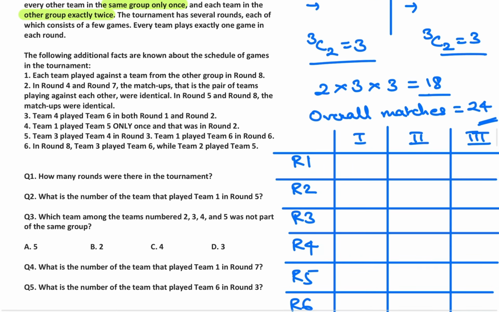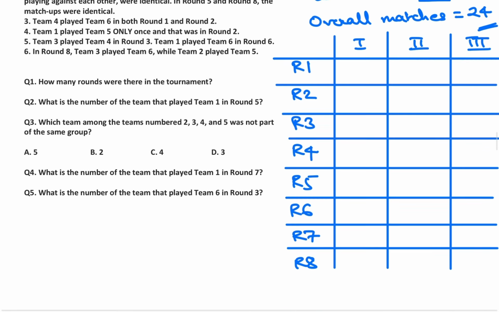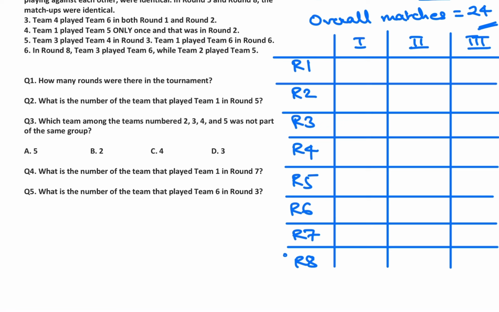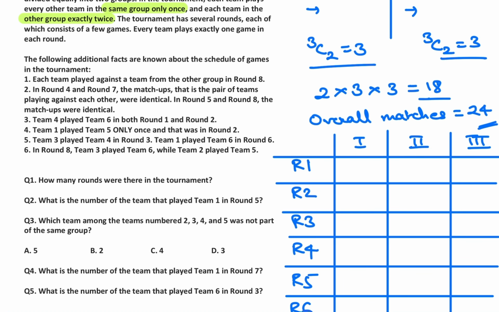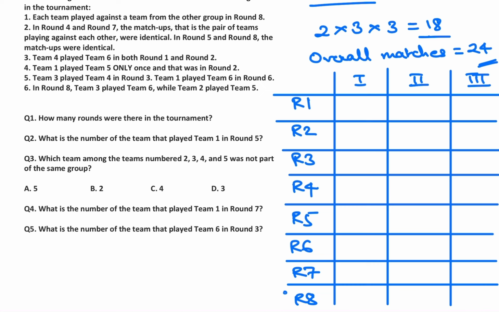Now let's go ahead and look at the additional facts that are given. Each team played against a team from the other group in round 8. So in round 8, group 1 will play matches with the teams from group 2. In round 4 and round 7, the matchups, that is the pair of teams playing against each other, were identical. This is an important point. In round 4 and round 7, the matches played between two teams will be completely identical for all the matches.